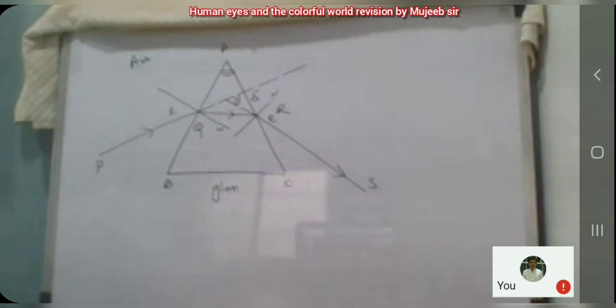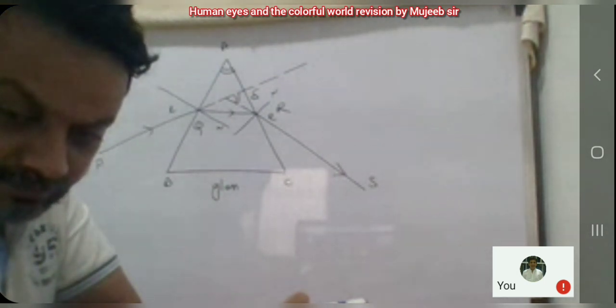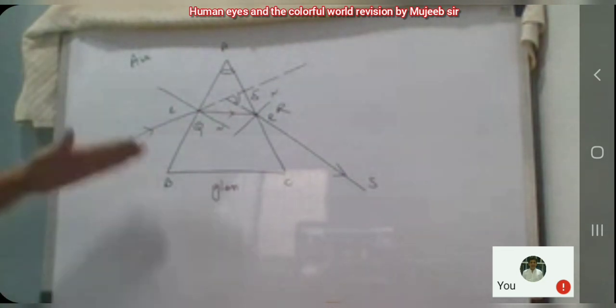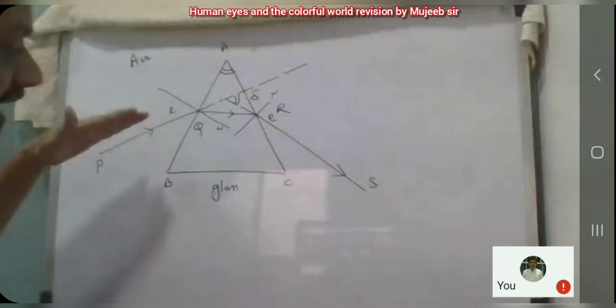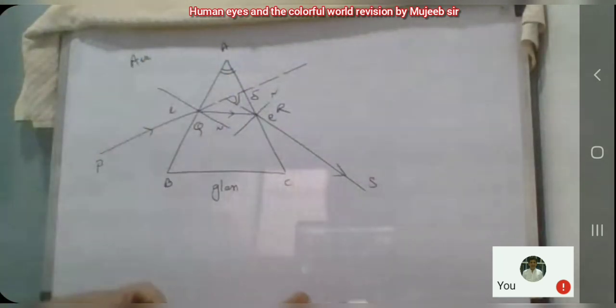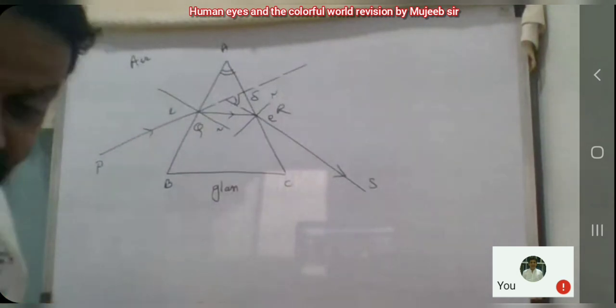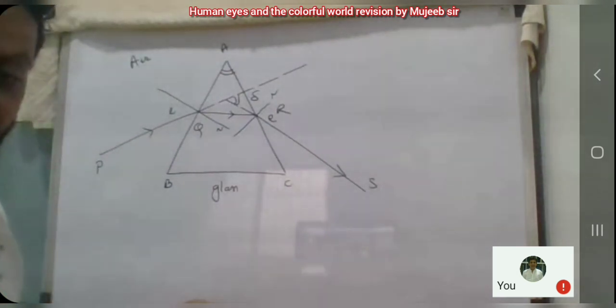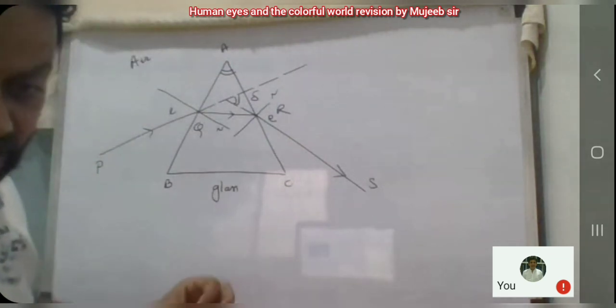Okay, what is the angle delta? Angle delta is the angle of deviation. How will you define the angle of deviation? It is the angle between the incident ray and the emergent ray. Actually, it is not the incident ray, it is the extended incident ray and the extended emergent ray. So the angle between the extended incident ray and the extended emergent ray is called the angle of deviation. Okay. Then next.